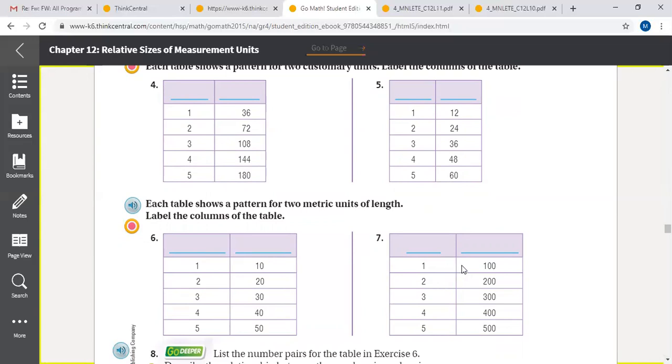Here, 1, 100, 2, 200, 3, 300, 4, 400, 5, 500. We can write here that this is meter and this is centimeter. Again, this is meter and this is centimeter.